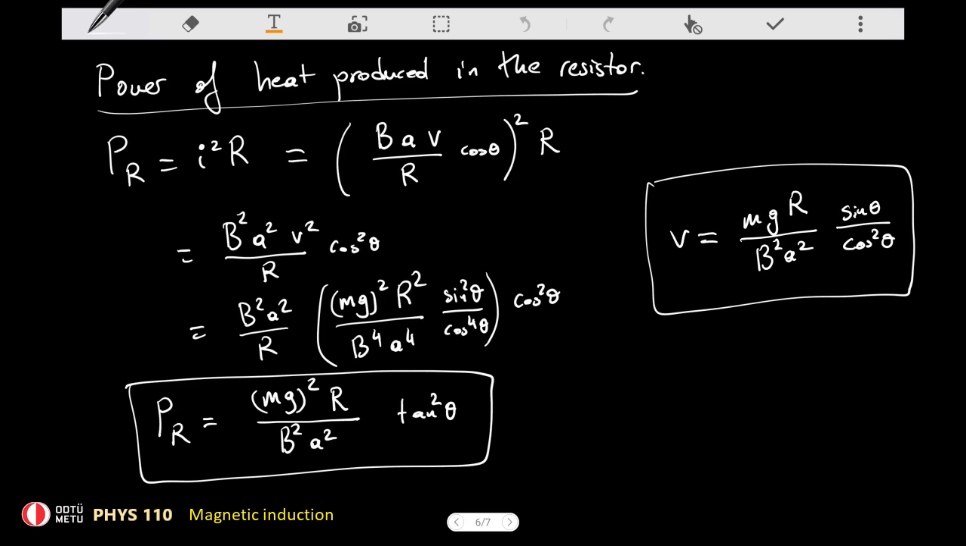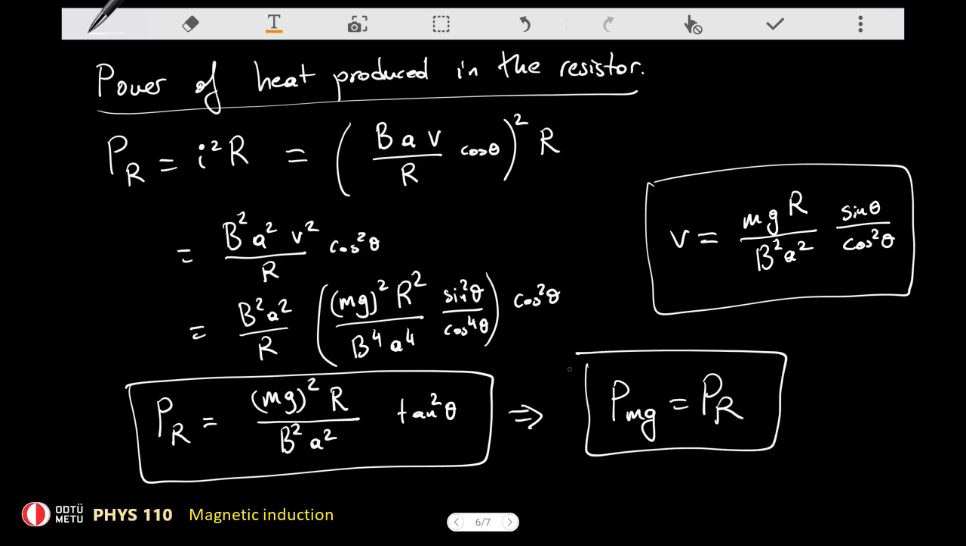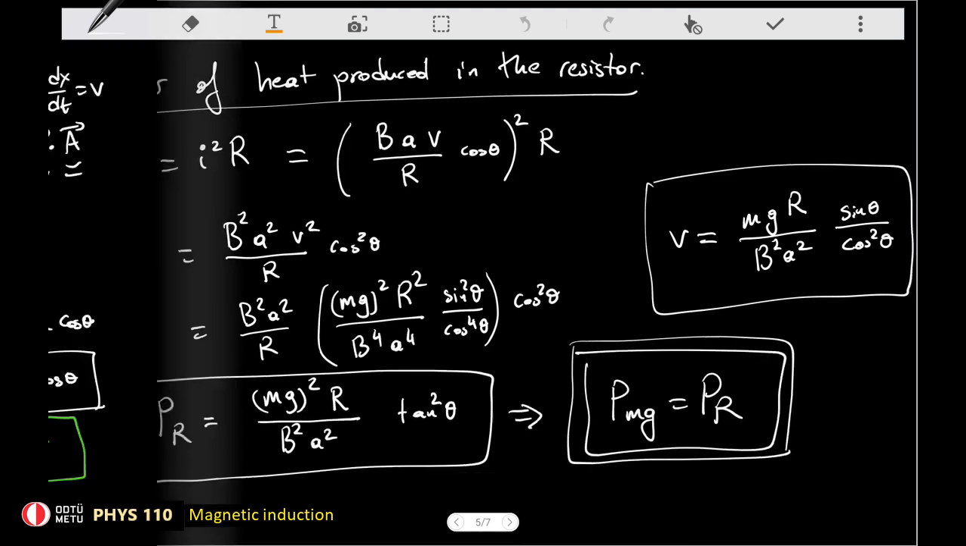So you can see that the power of the work done by gravity is equal to the power of the heat produced on the resistor. That's very reasonable. So what is the power of the work done by the magnetic force?